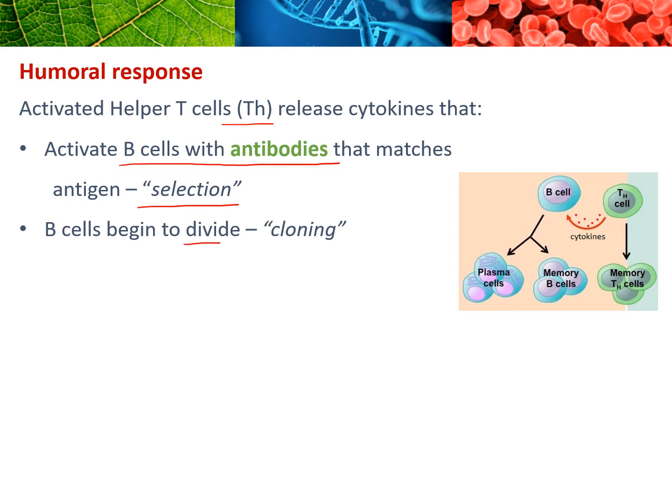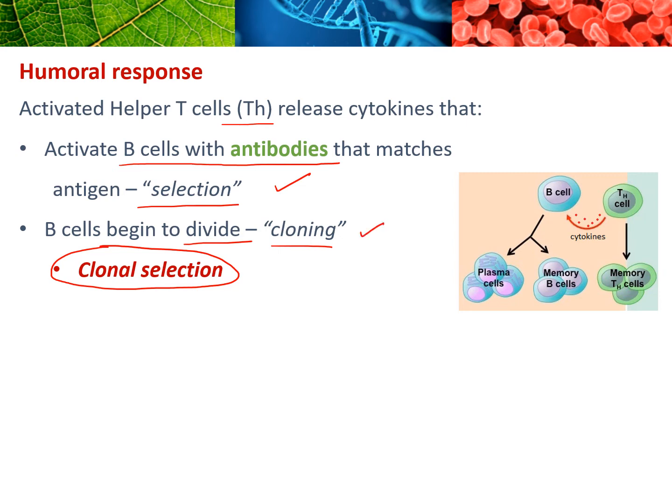So those B cells will begin to divide. Those cytokines will send messages for the B cell to divide, and we say that that cell is being cloned. This entire process is called clonal selection. Okay, so we select the correct B cell with the antibodies that we want, and then it gets cloned. Clonal selection is a specific term, and it does quite often come up in the VCE exam on this topic.